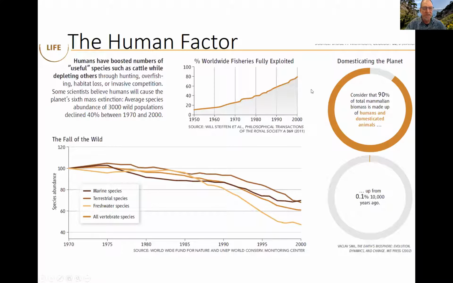And so essentially all of the fisheries, as of 2000, and this graph has continued on through the present, there are very few fisheries which have room for further expansion. And you can see this also reflected in the number of species which exist. So this species abundance, starting at a 100% baseline, has gone down over the last 30 years or so.